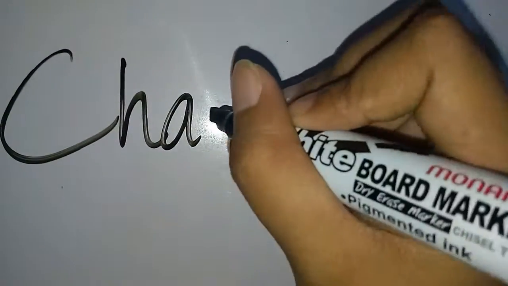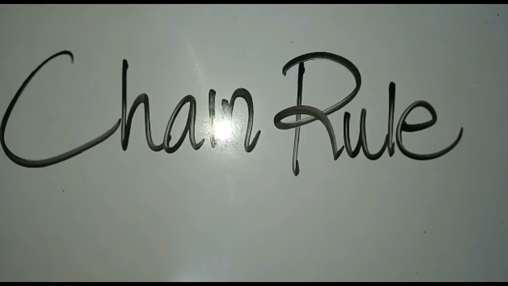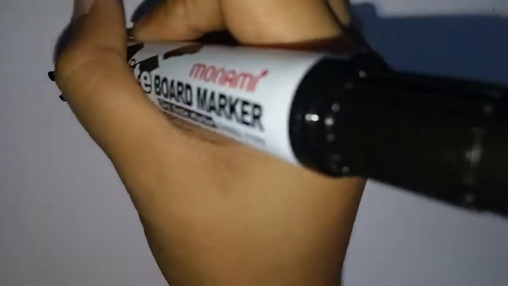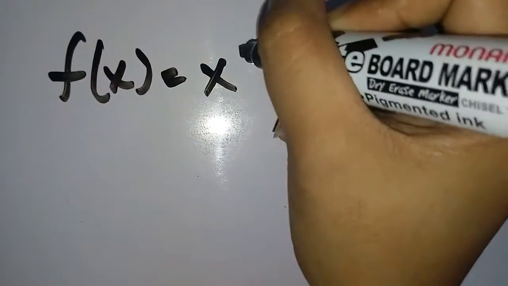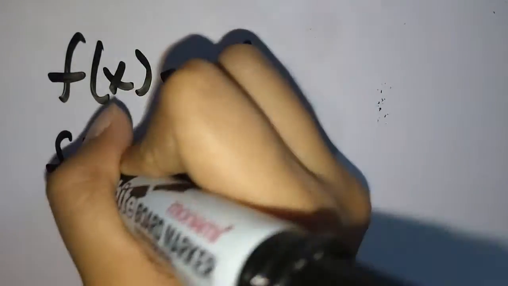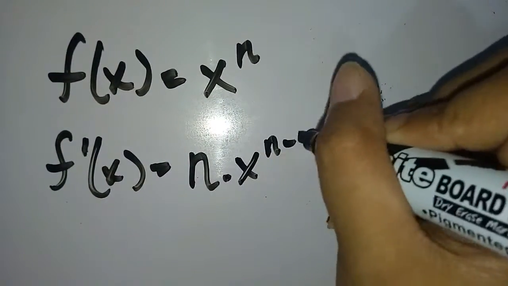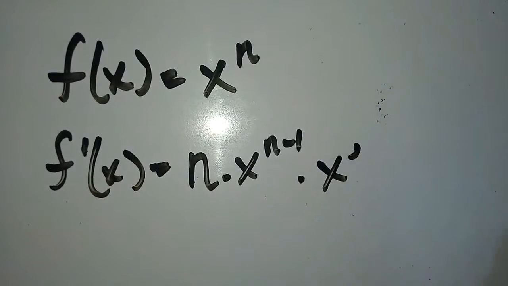Chain rule is a formula for computing the derivative of the composition of two or more functions. That is, if f and g are functions, then the chain rule expresses the derivative of their composition. One can write to express the variables as f of x is equal to x raised to n. Then f prime of x is equal to n multiplied by x raised to the exponent n reduced by 1, times the prime of x.